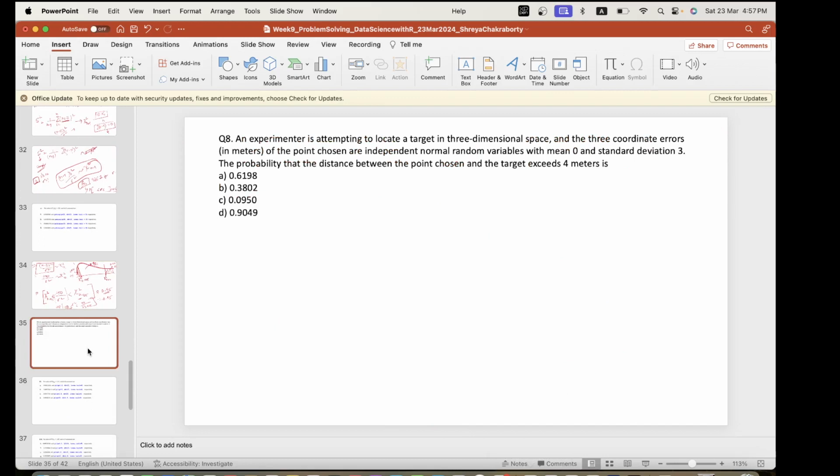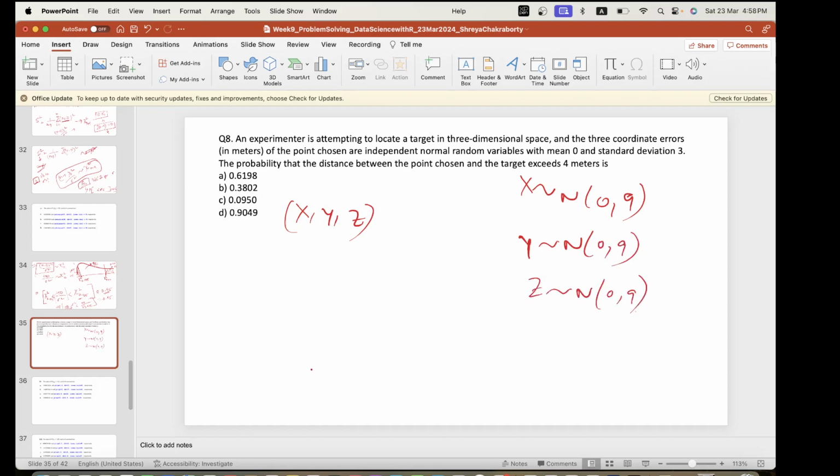Here is another example where the experimenter is attempting to locate a target in 3D space, and the 3 coordinates of the points chosen are independent normal random variables with mean 0, standard deviation 3. So x, y, z, this is your coordinate. X follows normal 0, sigma square 9. Y follows normal 0, sigma square 9. Z also follows normal 0, sigma square 9.